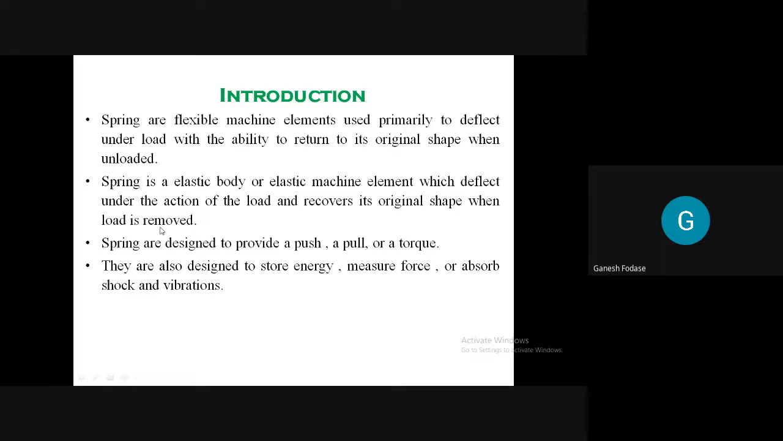Now springs are designed to provide a push, a pull, as well as a torque. We know springs are used to store energy, to measure a force, or to absorb shocks and vibration. Now at least tell me, when I say springs are used to store energy, tell me any application where you have seen springs used to store energy.